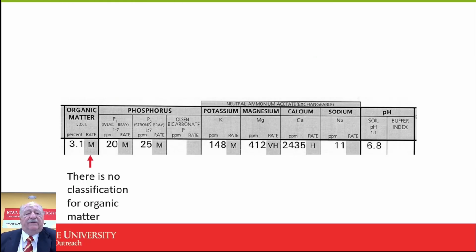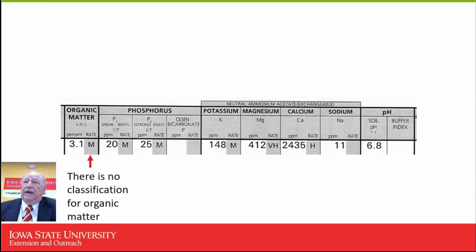And here we see, first of all, organic matter. It is at 3.1% organic matter, and then it gives a classification of M for medium. I don't know of any classification system for organic matter. So that's basically some idea that somebody had. The 3.1 becomes important if we're selecting herbicides, because some will have different rates depending upon what the organic matter level is. So pay attention to the level, but don't pay attention to any classification that's on there.